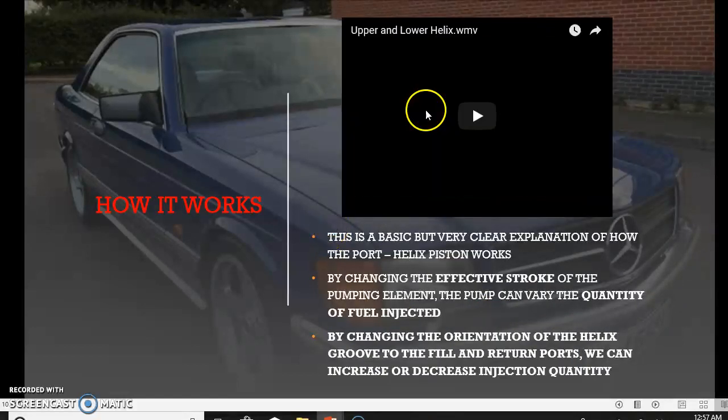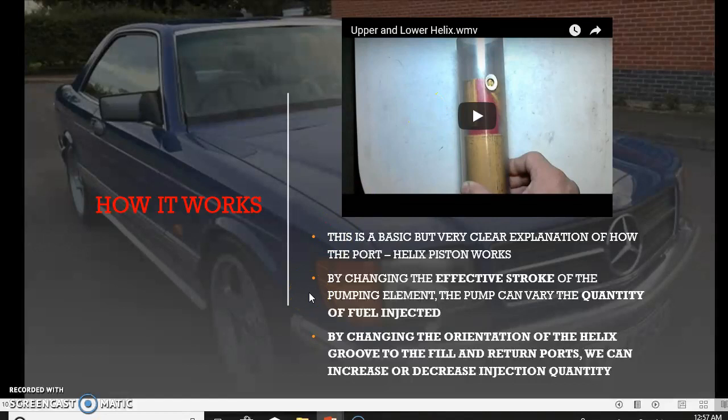Okay, so here is a video attached that's very useful. This is a basic but very clear explanation of how the port helix piston works. By changing the effective stroke of the pumping element, the pump can vary the quantity of fuel injected. By changing the orientation of the helix groove to the fill and return ports, we can increase or decrease injection quantity.